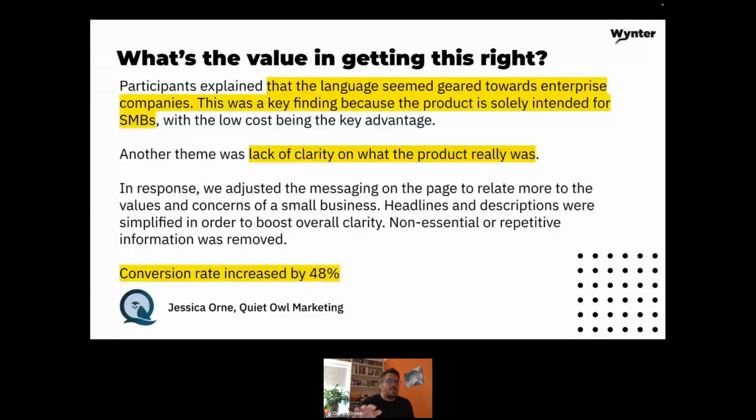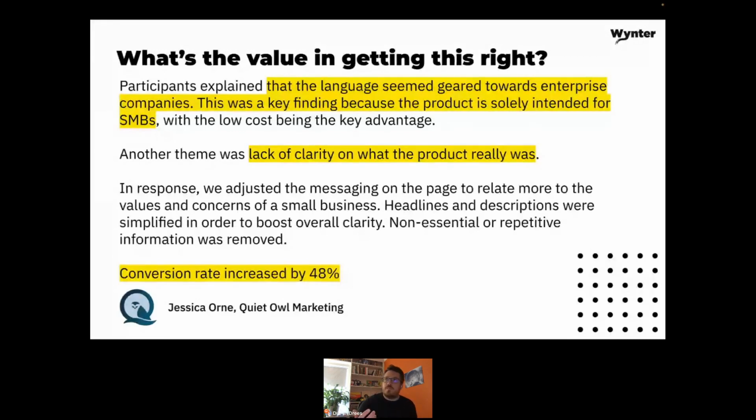They weren't speaking to SMBs in this product. It actually is for SMBs, but the participants all felt like it was enterprise and they were priced out of it, right? We had that illustration earlier, and there was no clarity on the product. So they took these learnings and they were able to increase conversion rate by 48% on their site by addressing these issues head on.